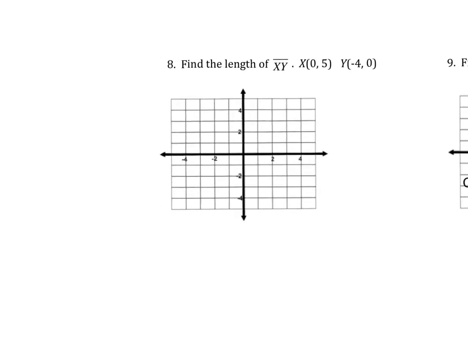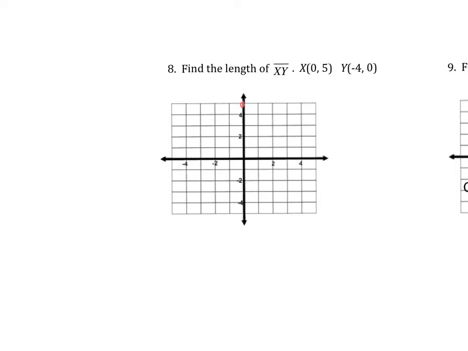0, 5 is up here. So here's my x. Y is at -4, 0. So there's y. I need to find the length of that segment right there. To do that, I need to make a right triangle. I could make it right here, or I could make it right here. Does not matter. It's the same right triangle.